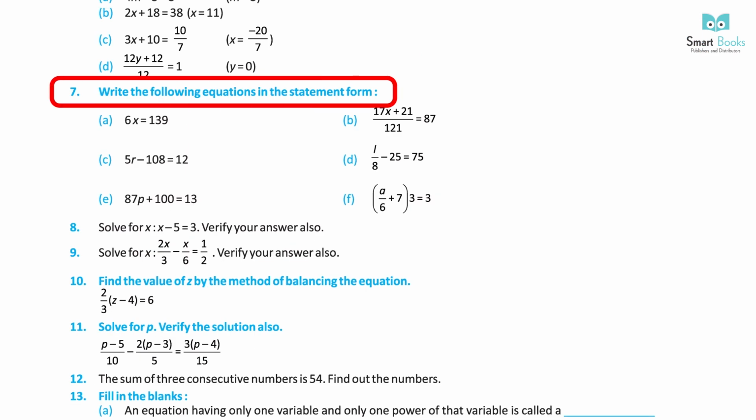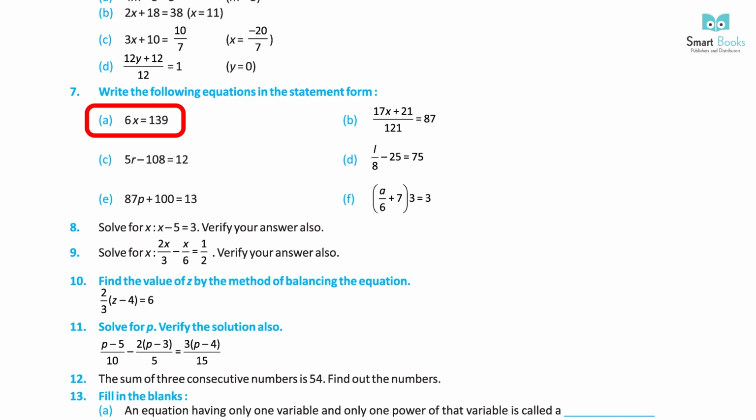Question 7. Write the following equations in the statement form. A. 6x equals 139. Solution: 6 times x gives 139. B. 17x plus 21 upon 121 equals 87. Solution: a number x is multiplied by 7 and 21 is added to it. This entire term is divided by 121. We get 87. C. 5r minus 108 equals 12. Solution: 108 subtracted from 5 times r gives 12.